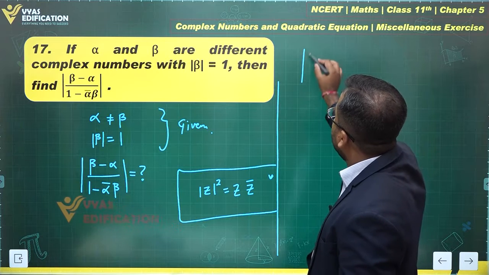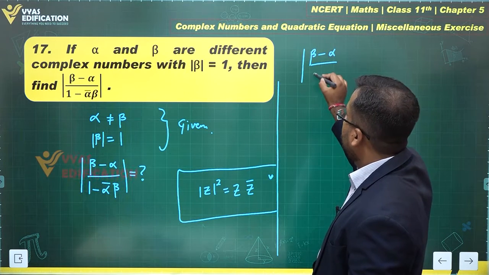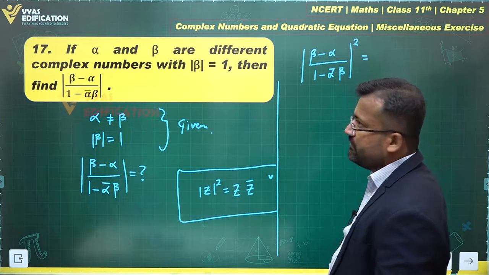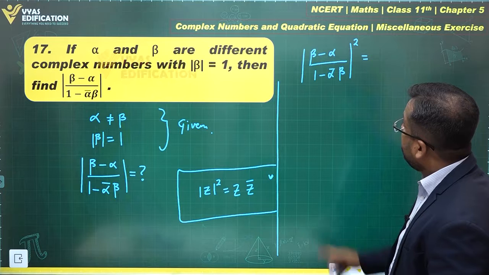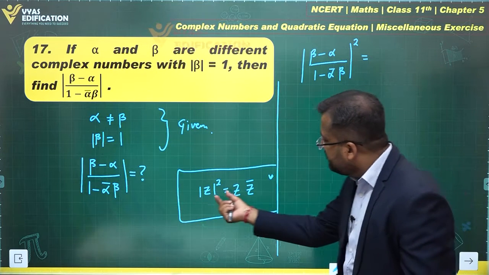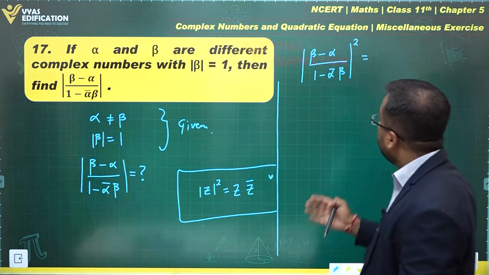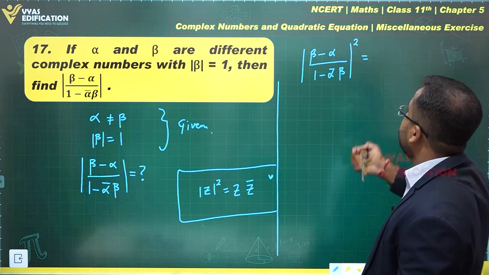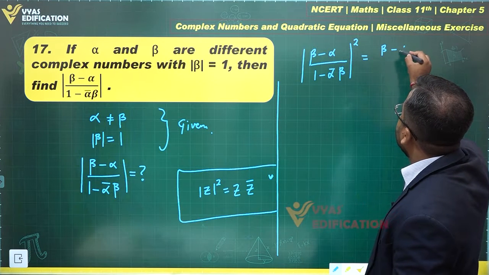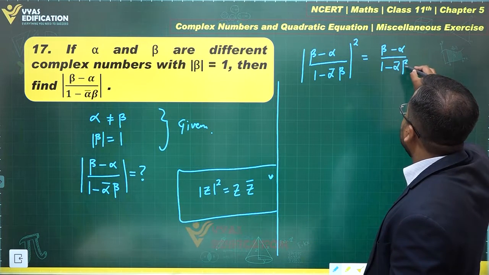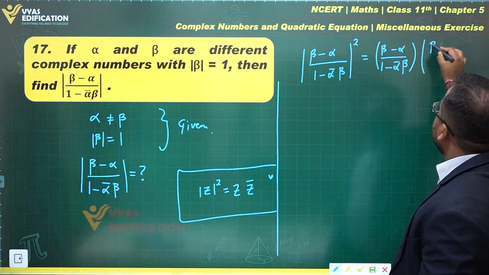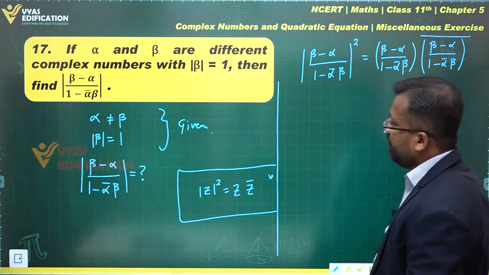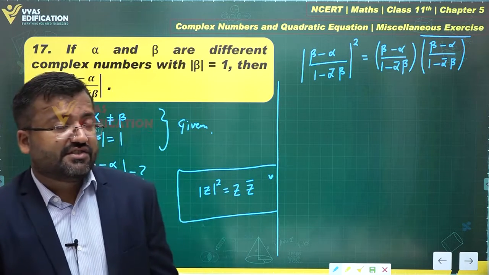So modulus of (beta minus alpha) over (1 minus alpha bar beta). Let's try to find the square of this modulus. Okay, I'm trying to find the square of this, and how do we go about finding this? This is mod z square is actually equal to z times z bar. That is, this complex number's mod square would be actually equal to this complex number times its conjugate. So what we have is (beta minus alpha) over (1 minus alpha bar beta), and we have (beta minus alpha) over (1 minus alpha bar beta) complete conjugate. That's what we have on the RHS.